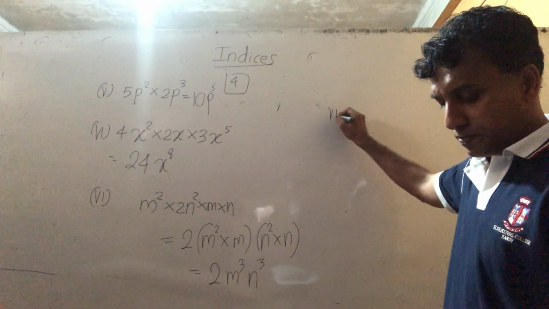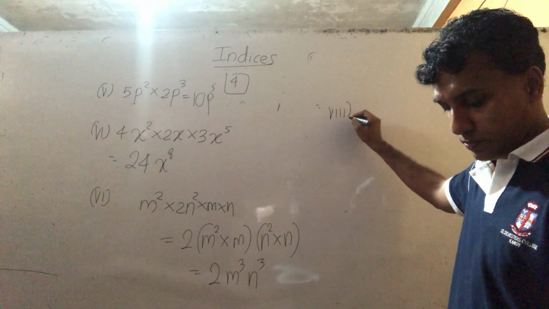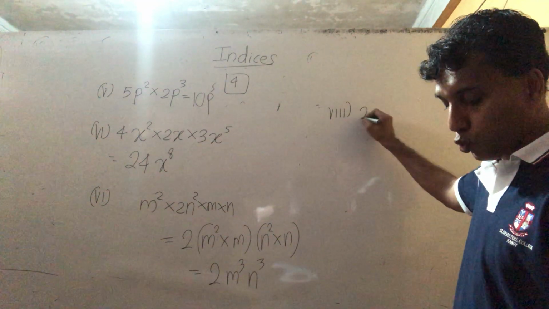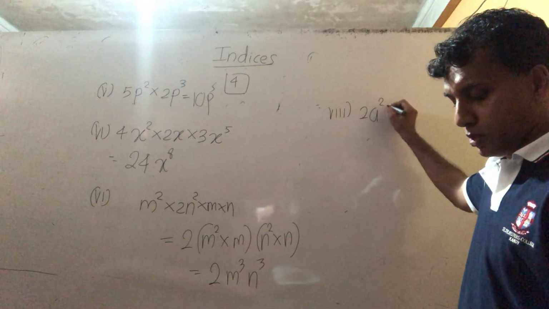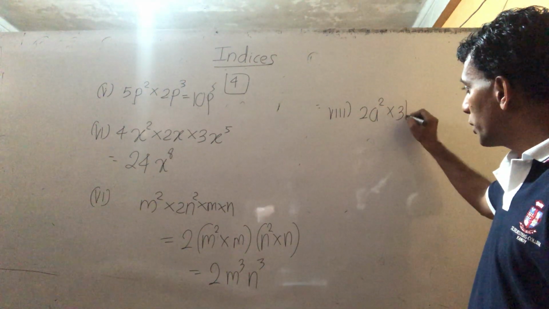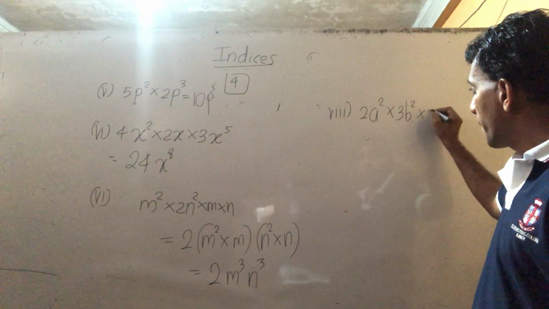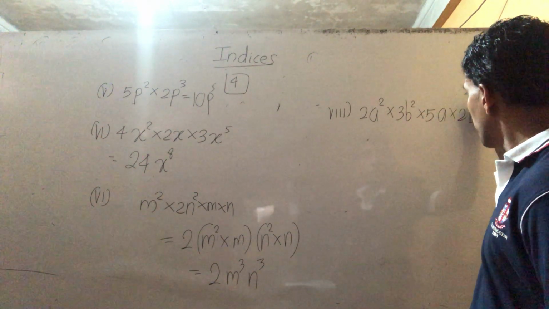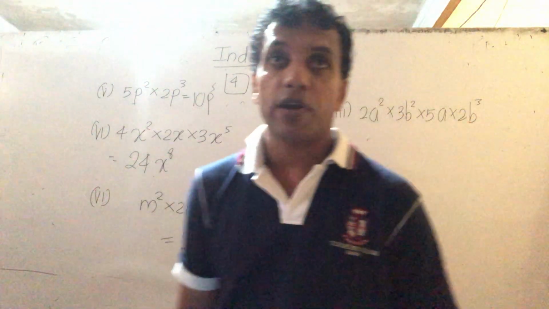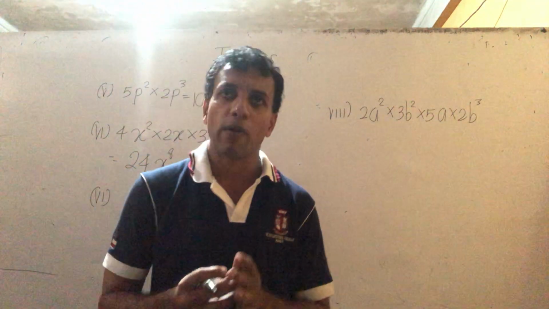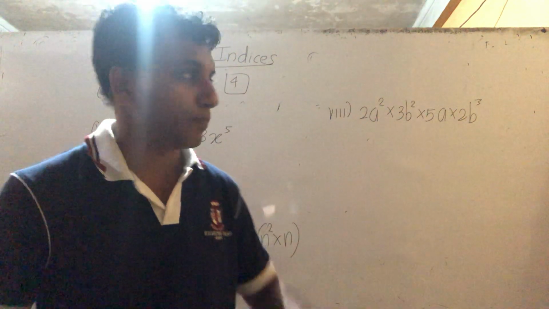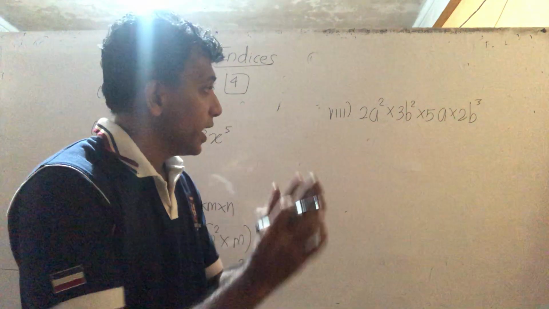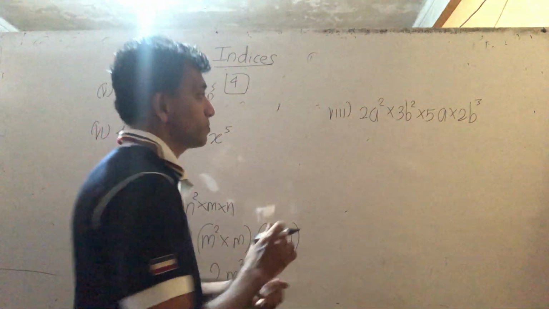Next problem 7, so 7th question, 7th problem. 2a power 2 multiplied by 3b square, simplify using all the indices. Rule number 1, still we are processing the rule number 1. So like this question, first you multiply the number separately and a separate, b separate.